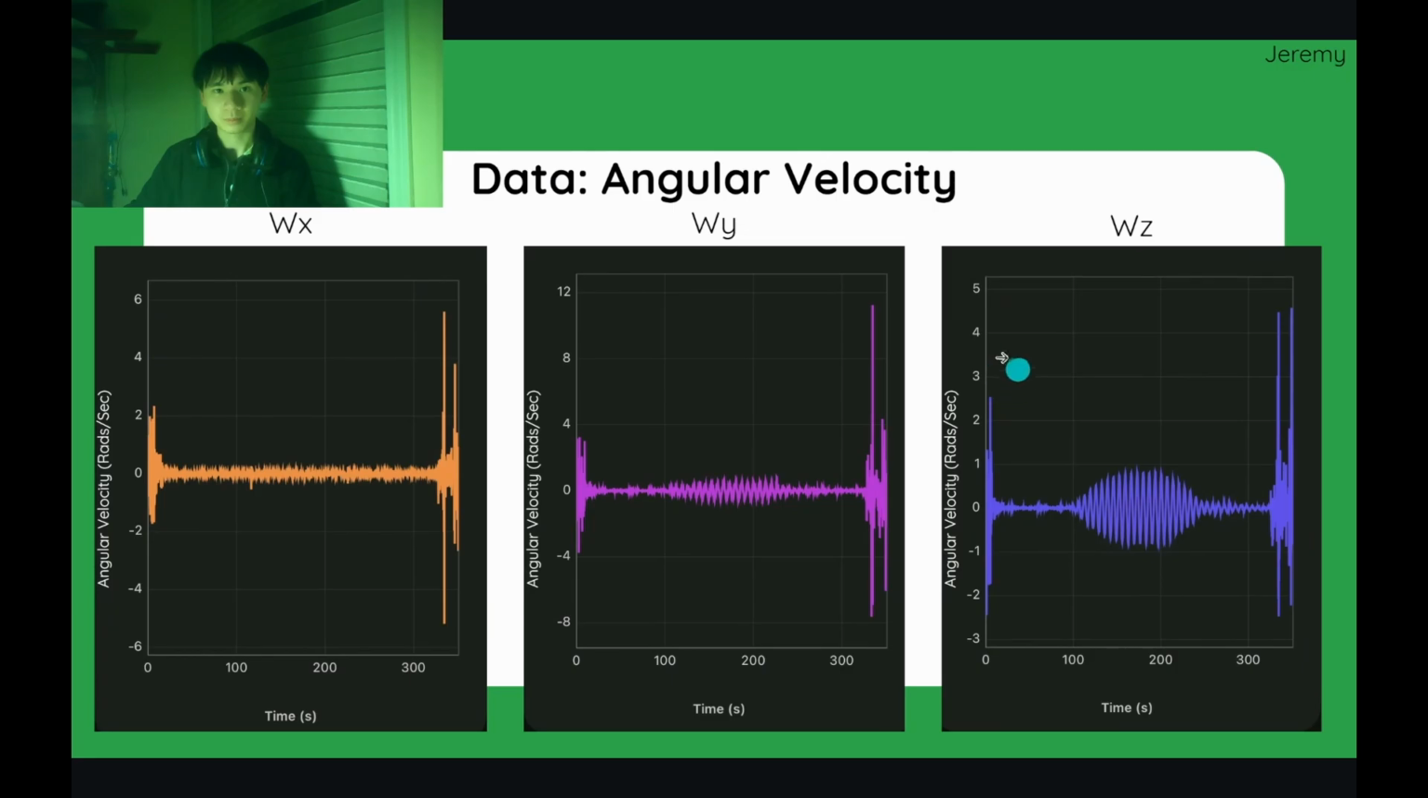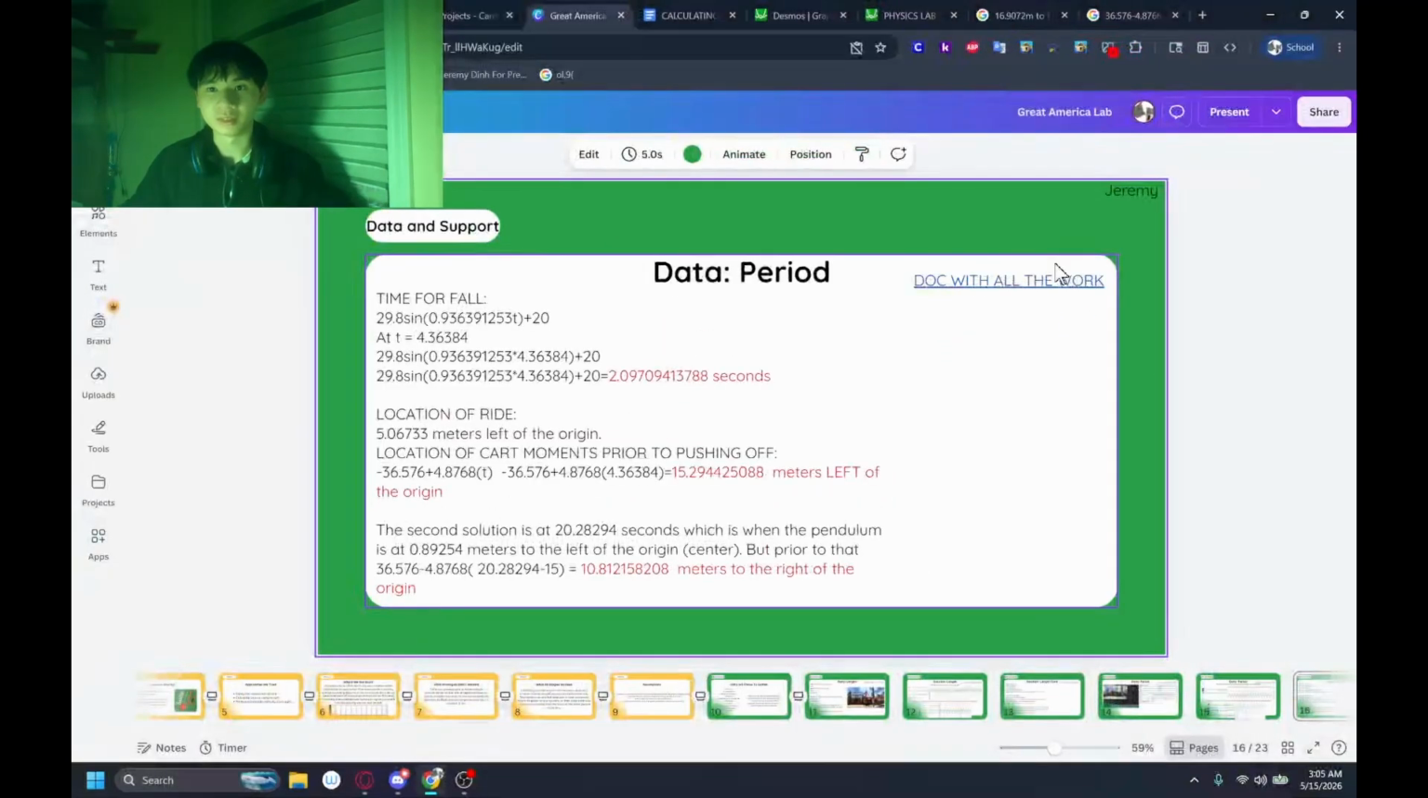So we also had our data with angular velocity. We were going to use this by integrating it and then finding position that way, because that's the formula. And then yeah, so I'm going to show you this document real quick.